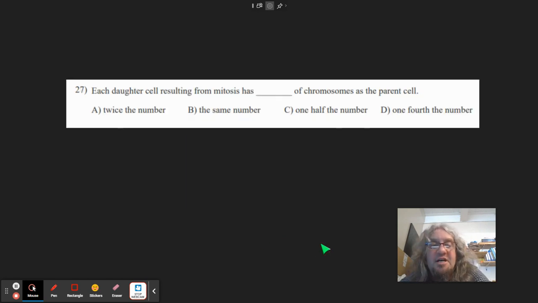Question 27. Each daughter cell resulting from mitosis has blank of the chromosomes as the parent cell. A, twice the number. B, the same number. C, one half the number. D, one quarter or one fourth the number.